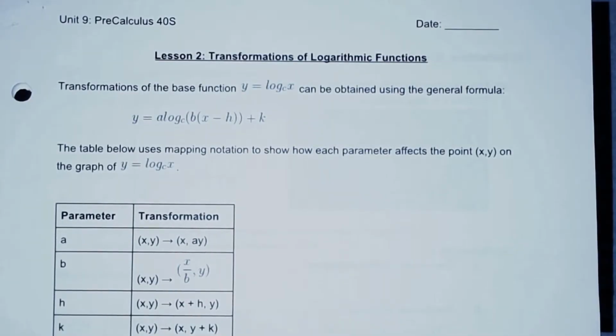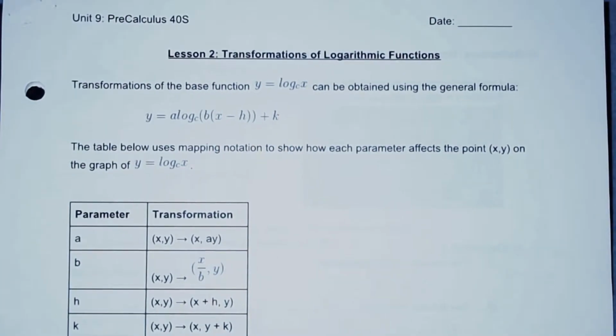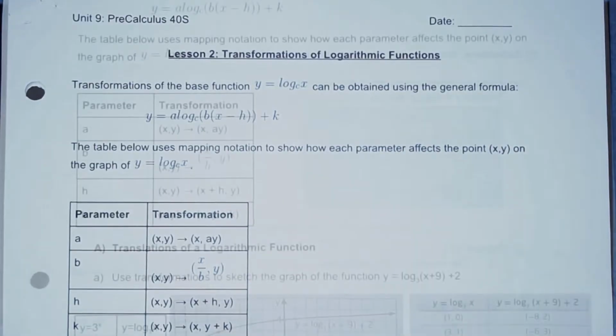Welcome to Unit 9, Lesson 2, Transformations of Logarithmic Functions. Just like in every other unit that we're dealing with graphing, we are going to have those transformations that can happen to our graphs with the values a, b, h, and k. Just as another reminder, a and k affect the y values. A is a vertical stretch, k is a vertical shift, and then b and h affect our x values. B is a horizontal stretch, and h is a horizontal shift.